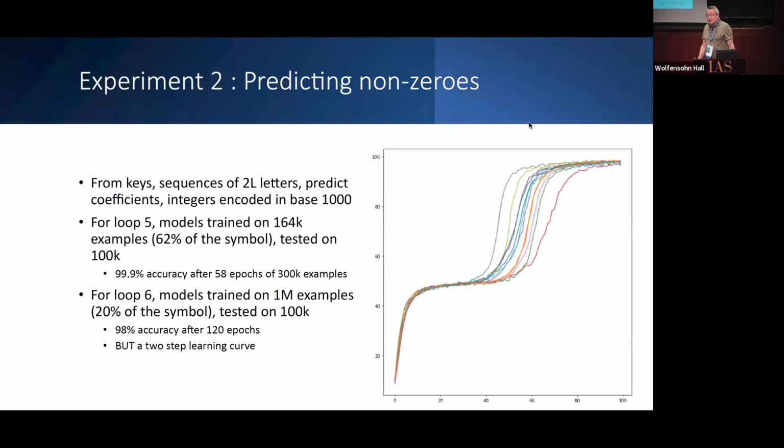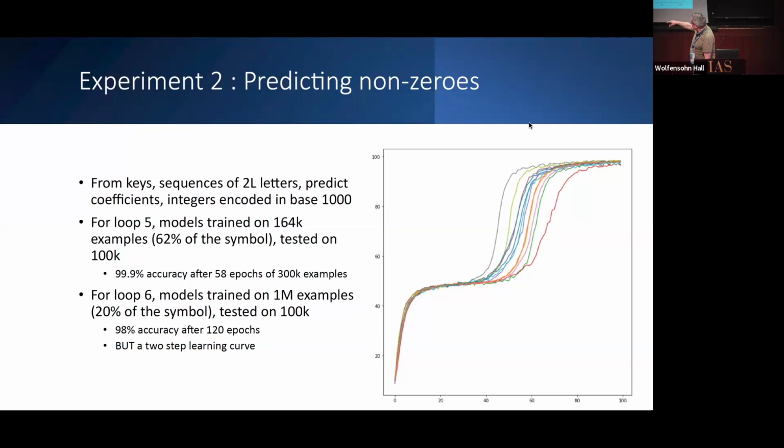So the next step was, okay, can we predict the non-zeros? So now we eliminate all the zeros, we keep the non-zeros. I give you a sequence of 2L letters, and the model is supposed to predict the values, the corresponding coefficient. And you get those curves. So those are learning curves. On the bottom, you have the training time, measured in epochs, number of examples seen. And the top is the accuracy. So there's the percentage in a test set that wasn't seen at training that is correctly predicted.